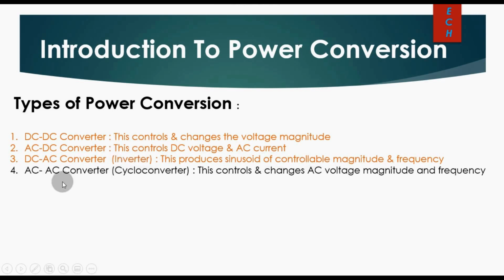Then the fourth power conversion technique we use is AC to AC converter. This is also called cycloconverter. This controls and changes AC voltage magnitude and frequency. So you can see here we have four types of power conversion technique. I'll be talking about all these converters in detail.